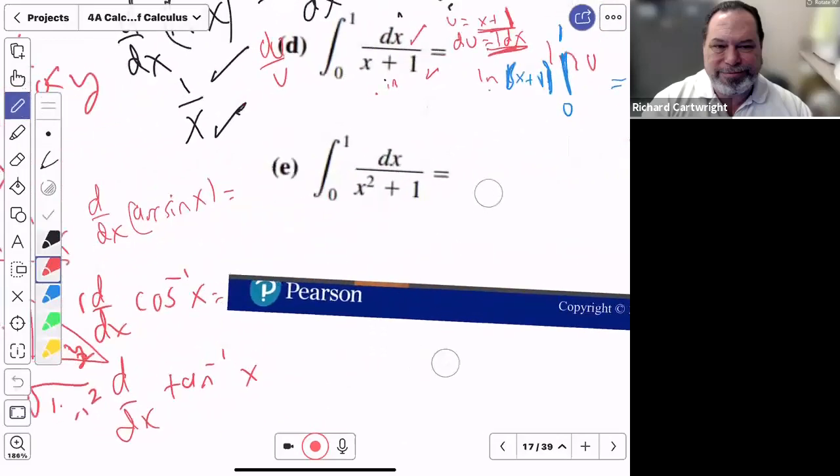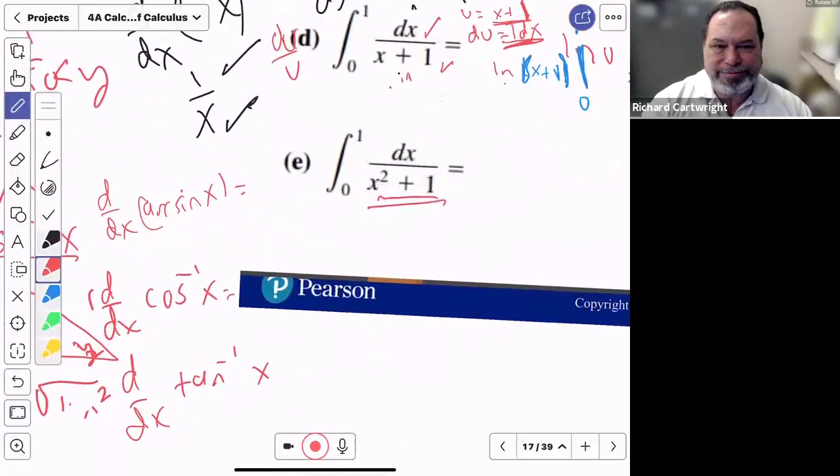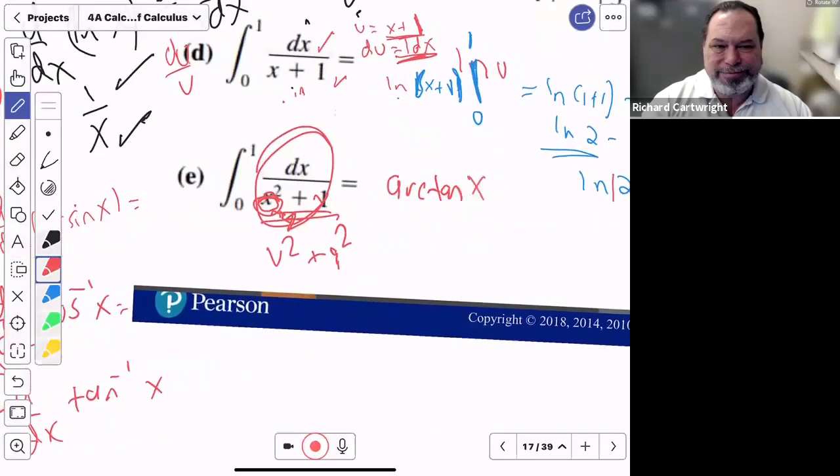But this problem was the arc tangent. When you do the derivative of arc tangent, it was this, and you had to pay attention to what was being squared. The reason I know it's arc tangent is because it doesn't have a square root in it, and there's a plus sign here. So it's u squared plus a squared, and a happens to be 1. So this answer is arc tangent of u, and u was x. Arc tangent of x from 0 to 1.